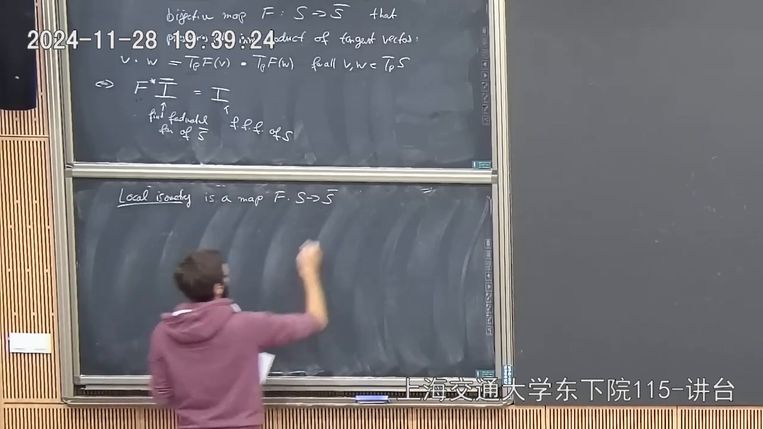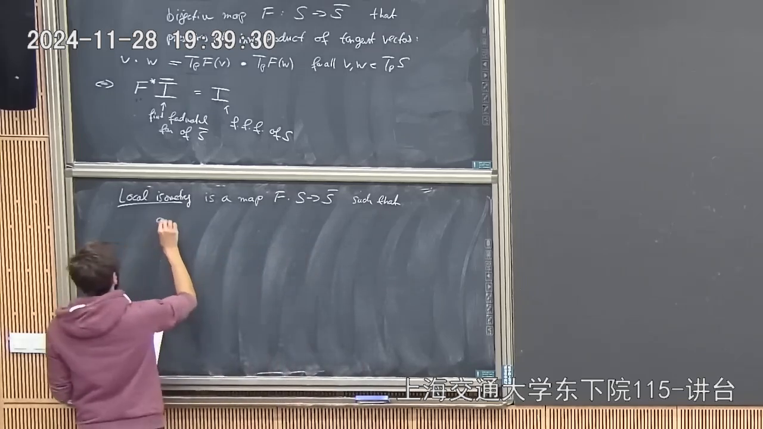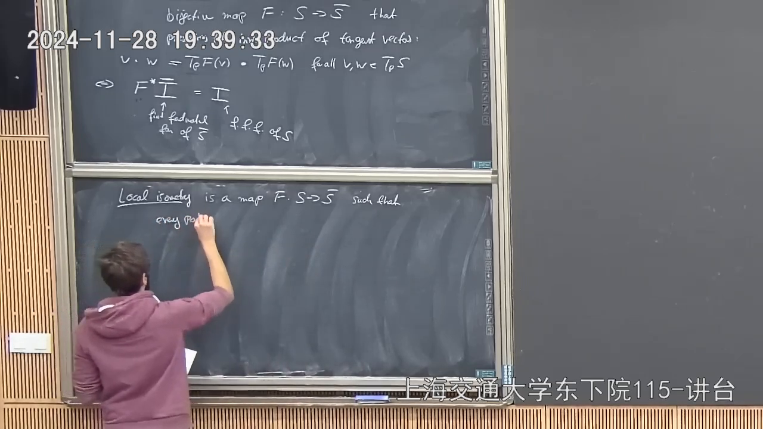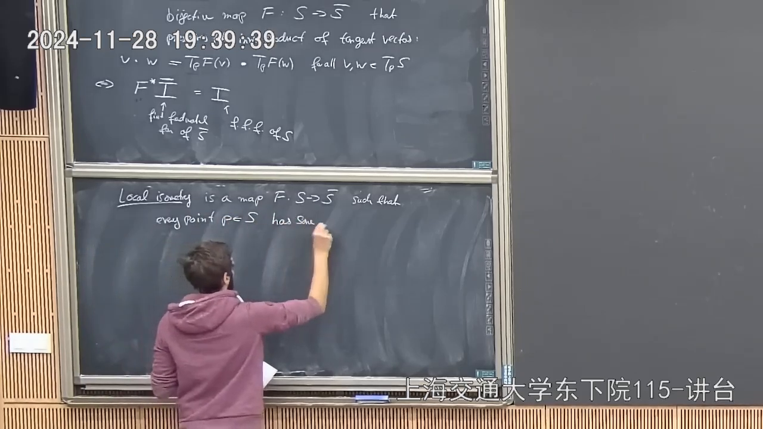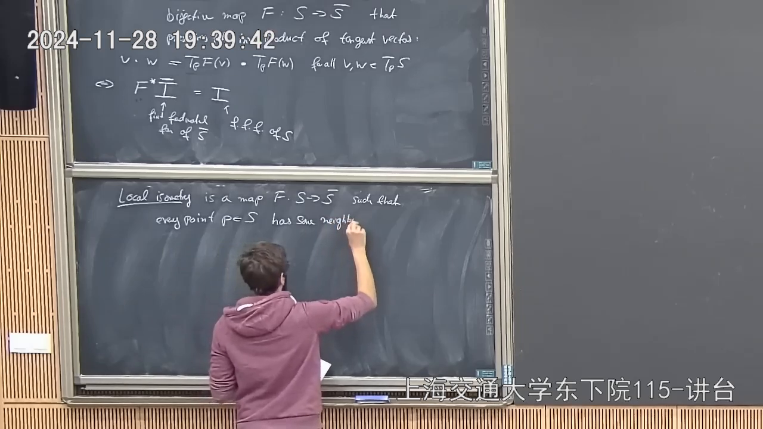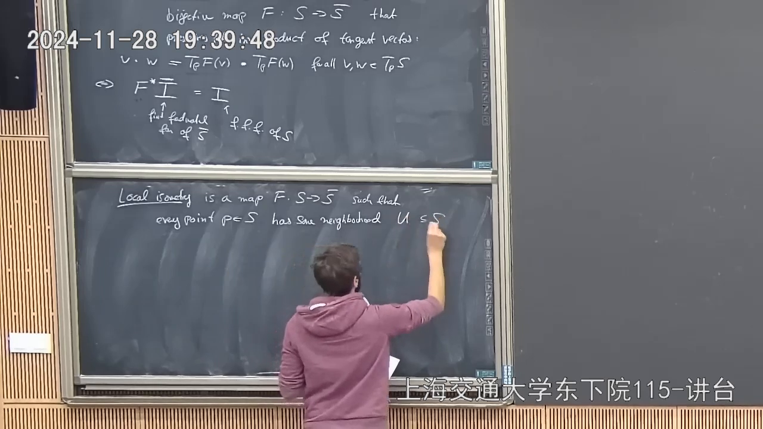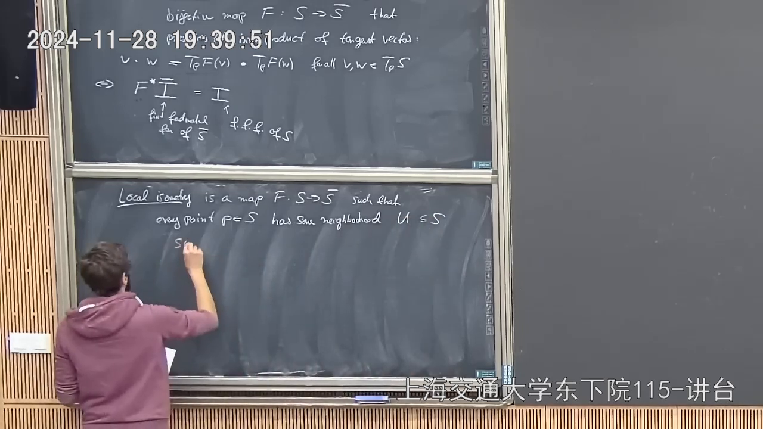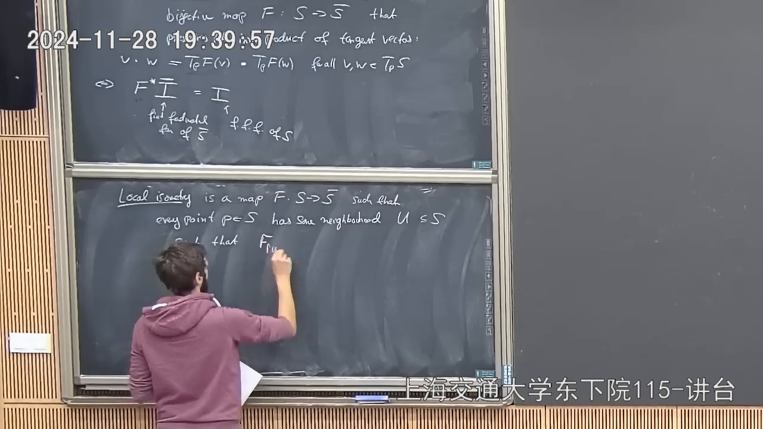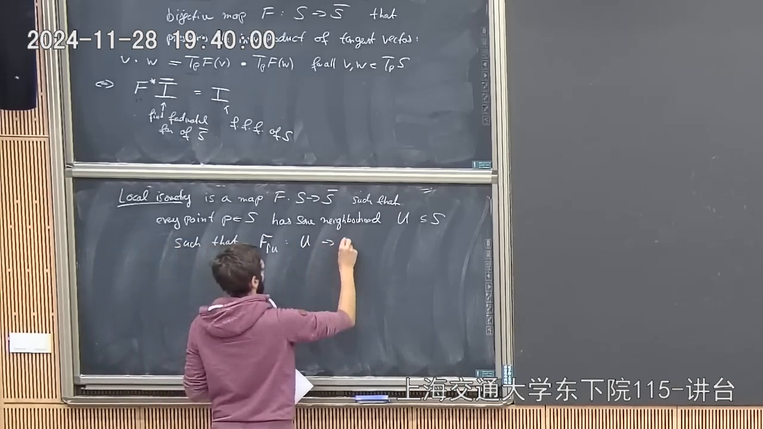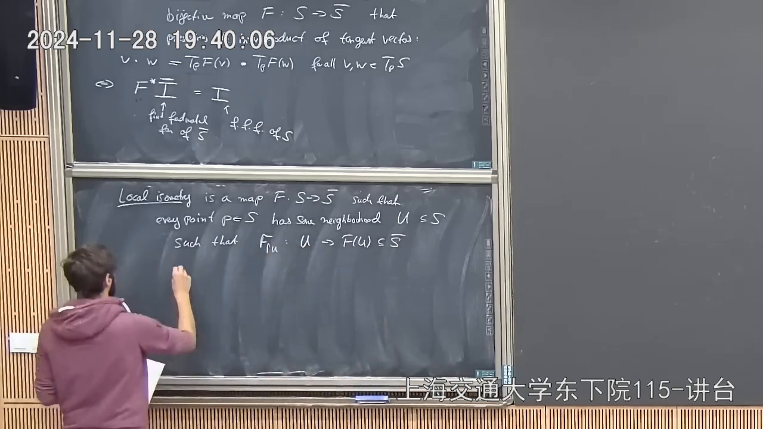Surfaces such that the point has some neighborhood U in S such that the restricted map of F restricted to U, which is the map from U onto F of U in S bar, is an isometry.